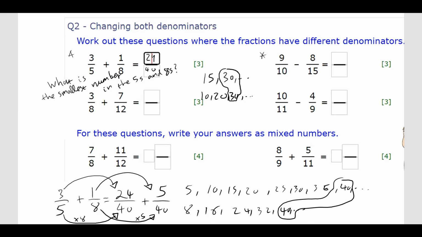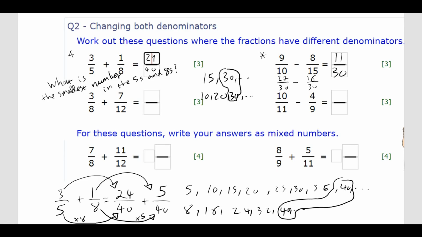So for this one, I would have to make the bottom into 30. So I've times 10 by 3, so I have to times 9 by 3 to get 27. Take away, well, 15 times 2 is 30, 8 times 2 is 16, 27 take away 16 over 30. So 27 take away 10 is 17, take away 6 again is 11, so that would give me 11 30ths.